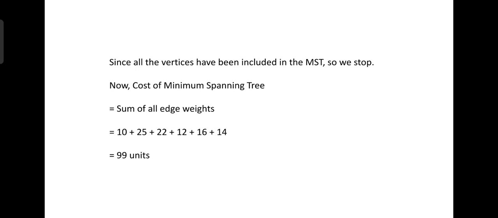So we stop. Now the cost of the minimum spanning tree is equal to the sum of all edge weights: 10 plus 25 plus 22 plus 12 plus 16 plus 14 is equal to 99 units. This is the minimum spanning tree cost by Prim's algorithm.